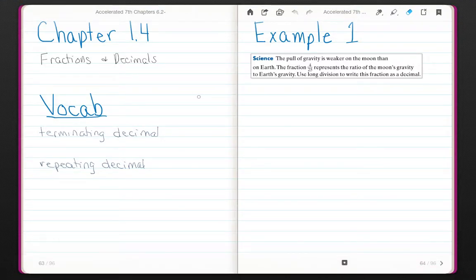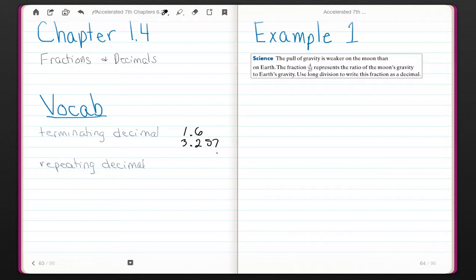Chapter 1.4, Fractions and Decimals. So today we're going to be talking about dealing with terminating decimals and repeating decimals. Terminating, to terminate, to end, okay? Any decimal that once you finish the division, it ends. For example, 1.6, 3.257. If when you are finished with your division, there are no more remainders, it's terminating, you're done. You may have a lot of decimals, but as long as it ends at some point, it's considered terminating.